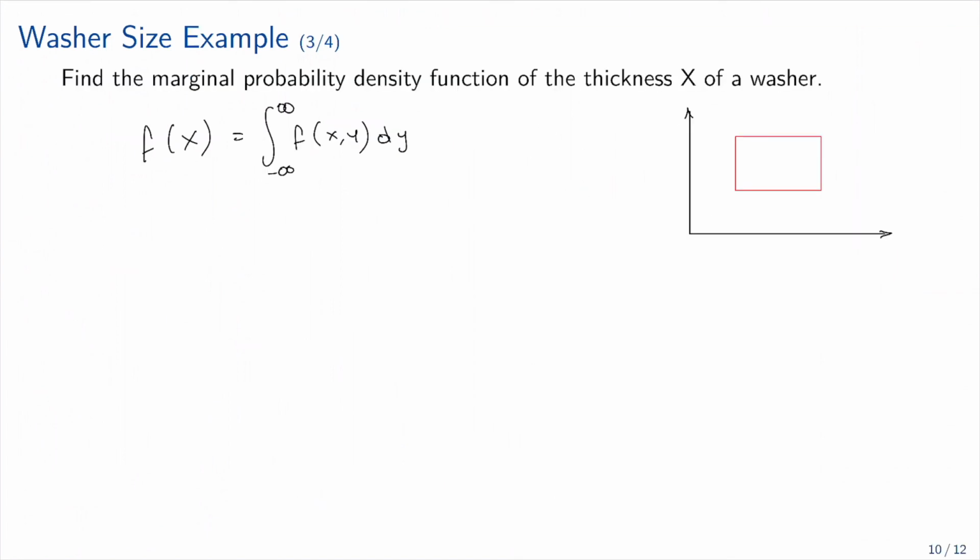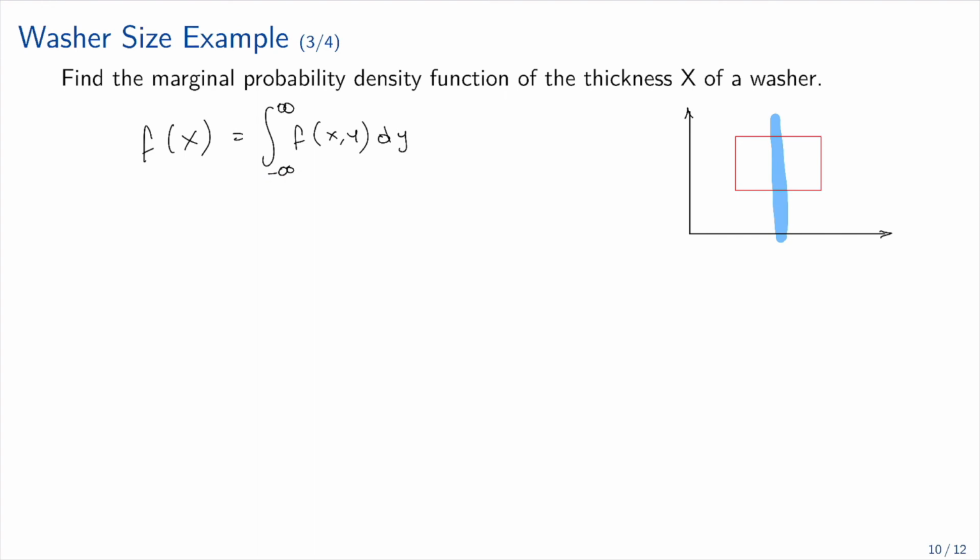Let's compute some marginal probabilities. For example, compute the probability density of the thickness of the washer, that is, f of x, which is equal to the integral from minus infinity to infinity of the joint probability density function f of x y, and we are integrating over dy, so the variable y is cancelled. That is, we are integrating in that direction.